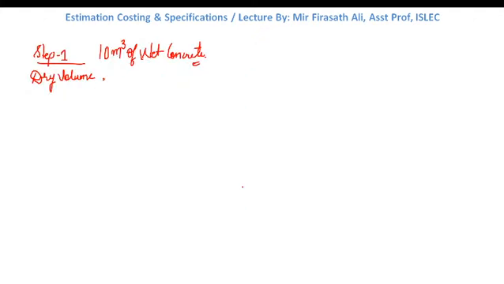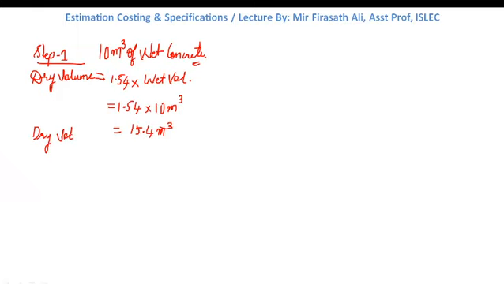Dry volume is equal to 1.54 into wet volume. What is our wet volume? 1.54 into 10 meter cube. We are first finding it for 10 meter cube. So it becomes 15.4 meter cube dry volume. The dry volume of concrete comes to 15.4 meter cube.